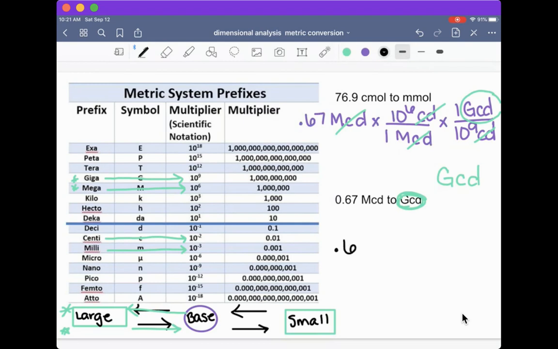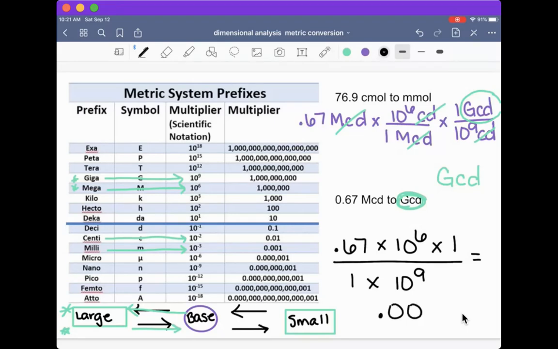So now we can go ahead and simplify the mathematics. So 0.67 times 10 to the 6 times 1 all over 1 times 10 to the 9. All right, you can put that in the calculator. You can use your log skills to simplify, however you're comfortable solving the problem. So 0.67 times 10 to the 6 divided by 10 to the 9th. All right, so my final answer, I get 0.0006 7.